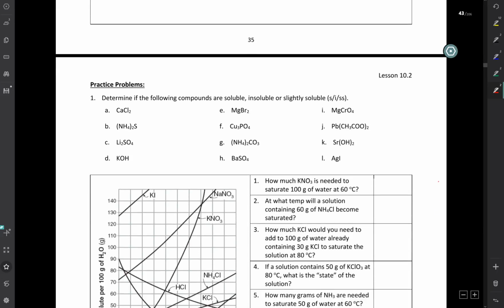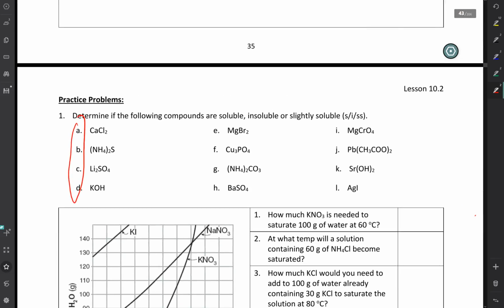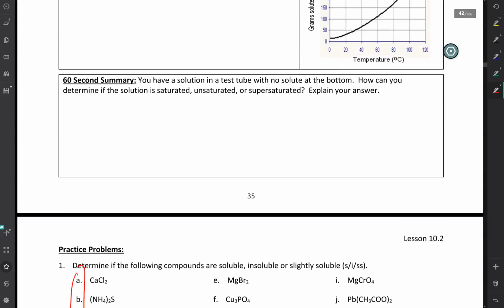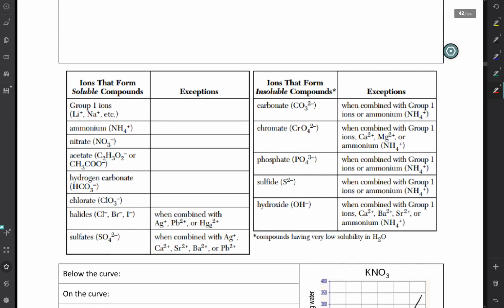All right, I'm here in your workbook looking at practice problems, and practice problem 1 says determine if the following compounds are soluble, insoluble, or slightly soluble, and feel free to use the abbreviations SI and SS. And for the sake of practice, I'm just going to look at A through D. So we start off with calcium chloride, CaCl2. When calcium chloride dissolves in water, if it dissolves in water, I'm going to make calcium ions and chloride ions. For the sake of completeness, we'll get that equation balanced.